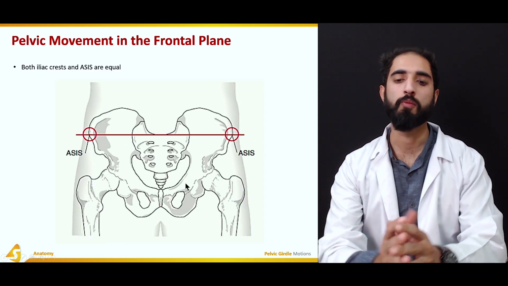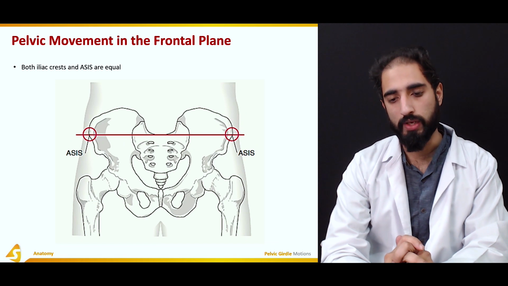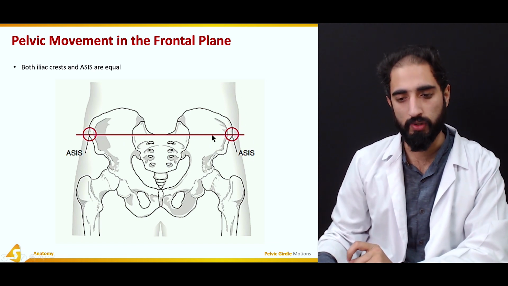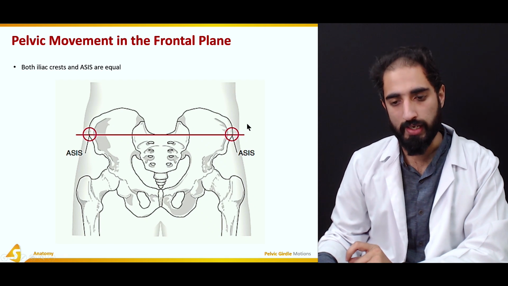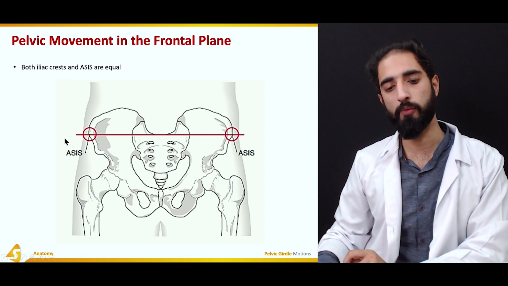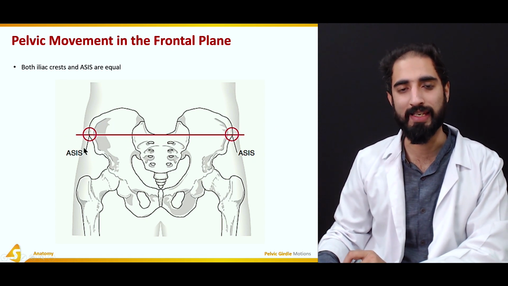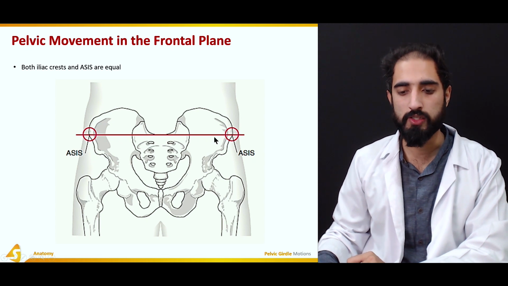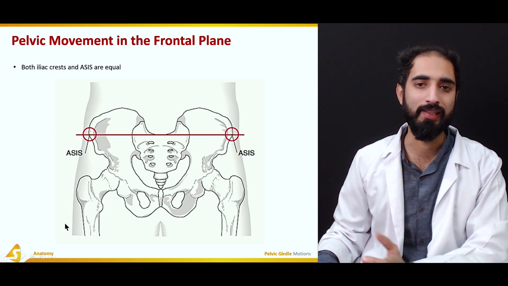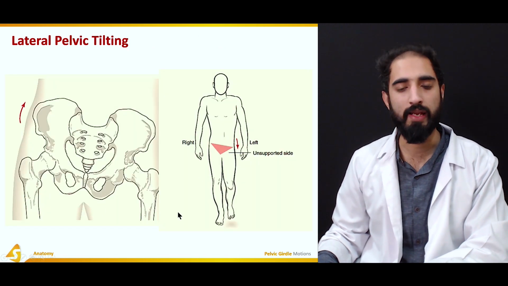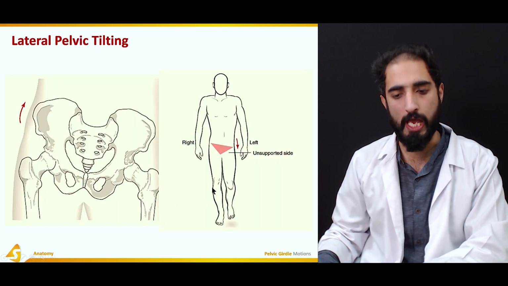Now, talking about the pelvic movement in the frontal plane. In the frontal plane, we have the lateral pelvic tilting. Either the anterior superior iliac spine on one side is raised or on the other side is raised. In the neutral, both anterior superior iliac spines or both iliac crests are at an equal level. But if one is raised and the other is lowered, then that is known as the lateral pelvic tilting, and that actually happens during walking as well.